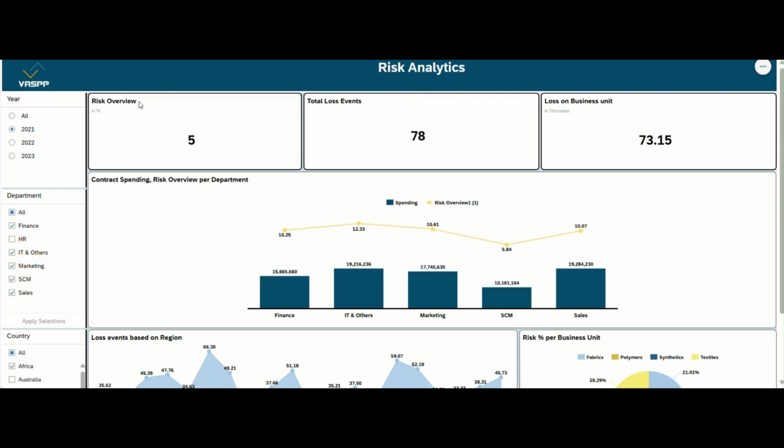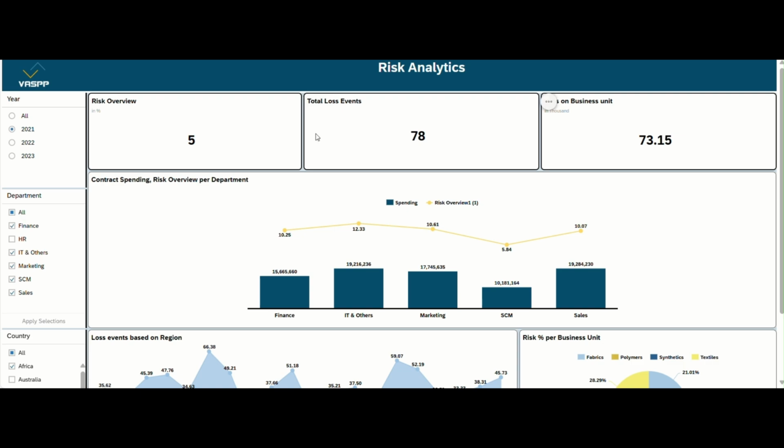Starting with the risk overview, this simple percentage gives you a quick, high-level view of your organization's overall risk exposure. Whether you're a risk officer or a department lead, this helps you instantly understand if risk is within acceptable limits or if intervention is needed. A higher percentage signals growing exposure, letting you prioritize and focus your mitigation efforts.